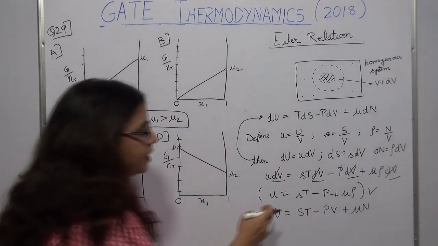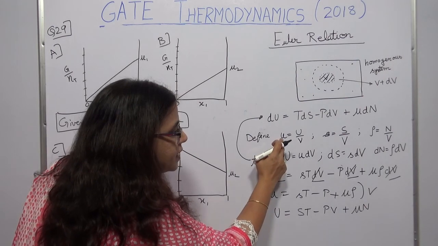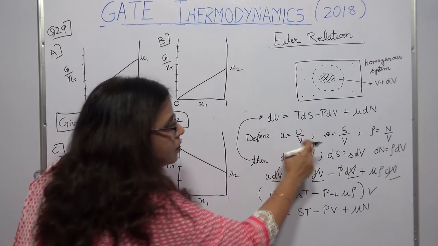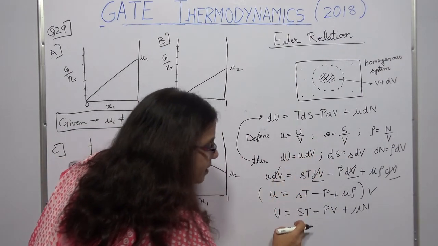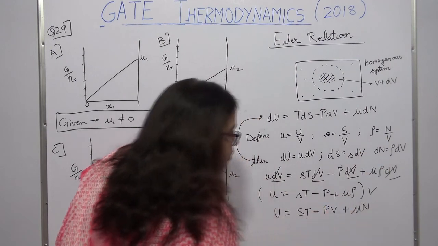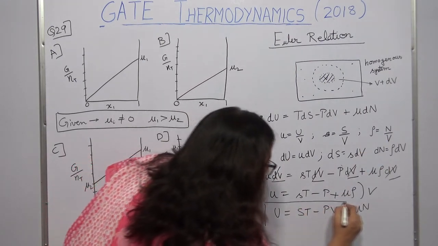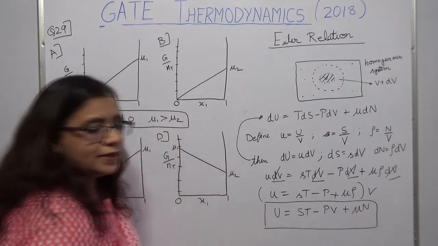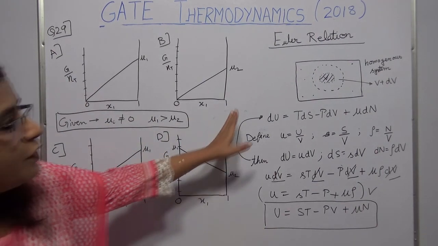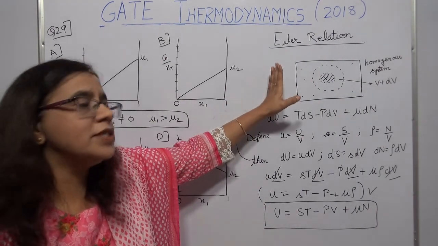Now what I will do is multiply this whole equation by volume. Then if I multiply this by volume, what I get is small u times V, that is equal to capital U, small s times V, that is equal to capital S, and rho times V, that is equal to N. So I get this equation. This is your Euler's equation. So this was the equation which we have derived for a homogeneous system.